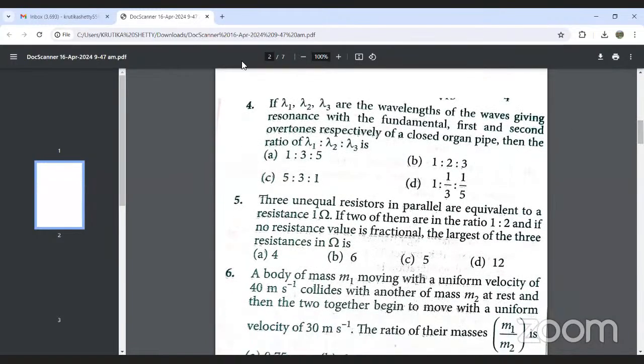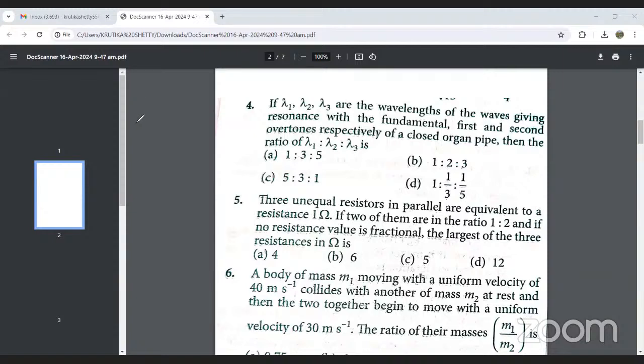Yes, the next question, students. See, if lambda 1, lambda 2, lambda 3 are the wavelengths of the waves giving resonance with the fundamental, first and the second overtones respectively of a closed organ pipe, then the ratio of lambda 1 is to lambda 2 is to lambda 3 is. Yes, the ratios of the lambdas they are asking. Lambda are the wavelengths of the waves giving the resonance, that is the fundamental, first and the second overtones. So they are asking the relation between lambda 1 is to 2 is to 3.